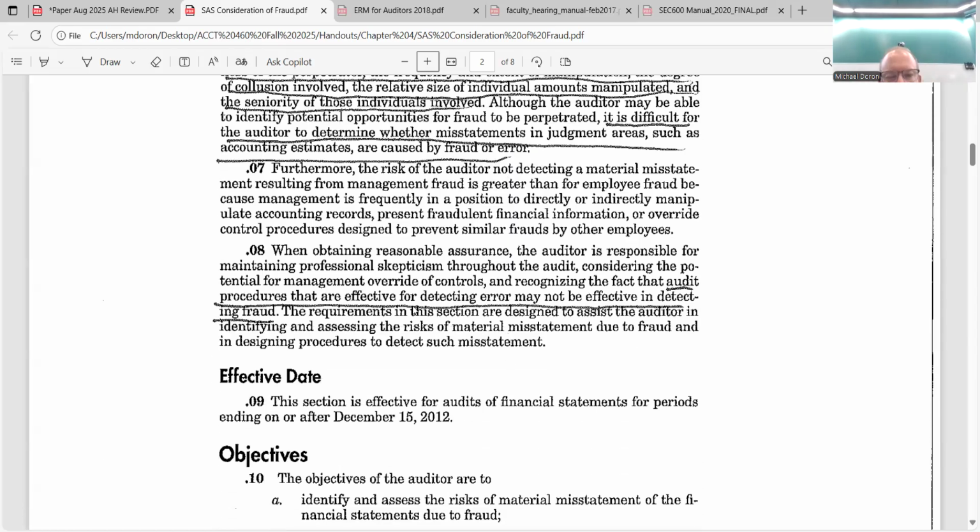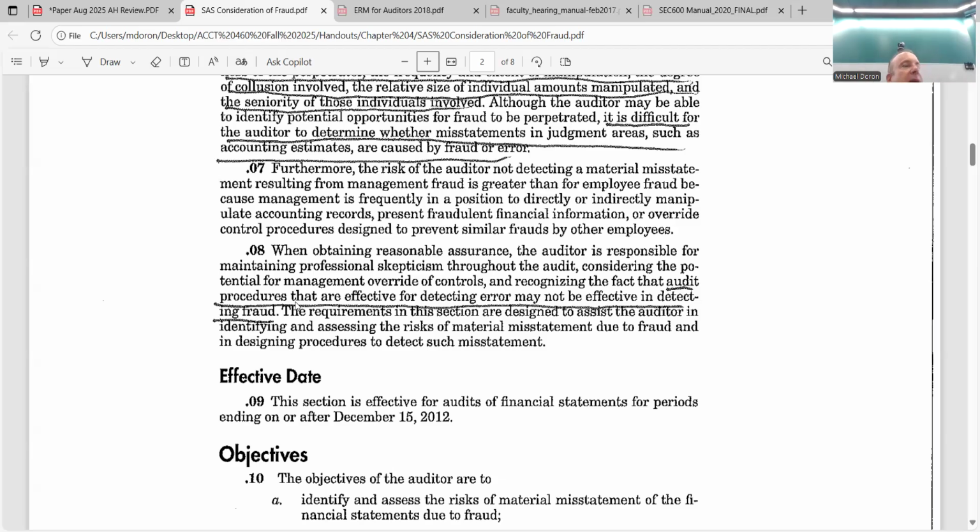Audit procedures that are effective for detecting error may not be effective in detecting fraud. This is an important point we're going to come back to. Most of the stuff that anybody learns in a class like this, an introduction to audit class, are techniques designed to find errors, material misstatements. Most of the stuff we learn is not designed to detect fraud. Now, that's important because a lot of people say we should be focusing on finding fraud. Fraud is a bigger problem than honest mistakes. So we should be changing the way we do audits and focusing more on fraud.